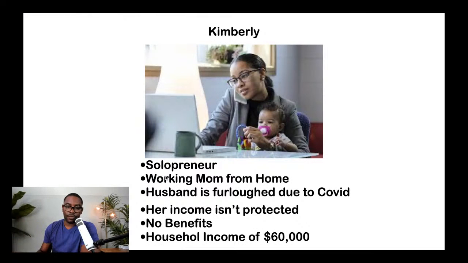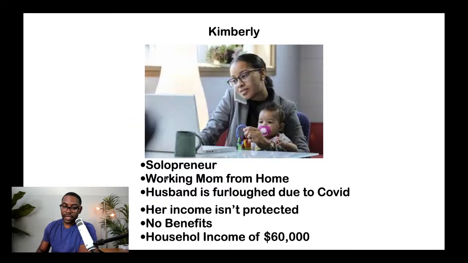Or another example, Kimberly. She is a solopreneur and she is a working mom from home. And her husband has been furloughed due to COVID. And so her income isn't protected. She has no benefits, and her household income is $60,000, right? And so what do we know about that? We know that if her income is the only thing that she's dependent on, then she's the most at risk, and not just for her, right?